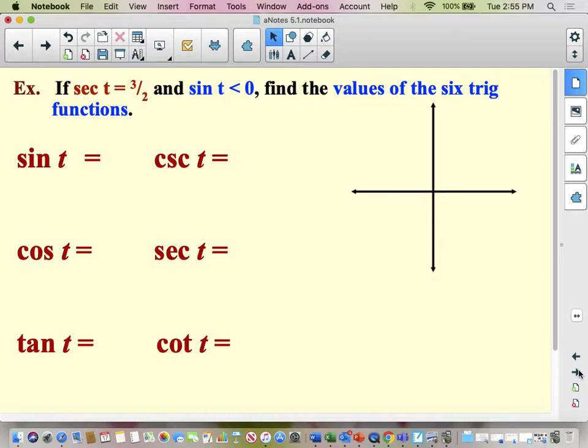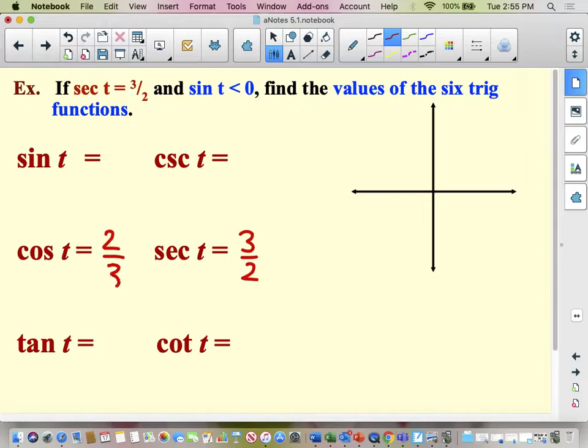So you were given the secant is equal to 3/2. Okay, so I can fill that one in. Secant is 3/2. And right away, if I know the secant, I know the cosine because they are reciprocals. Okay, so that's, again, kind of a nice freebie. The sine is less than 0. Okay, so I'm just going to say, in other words, the sine is going to be negative. So I know this is going to be negative, which means the cosecant is going to be negative.